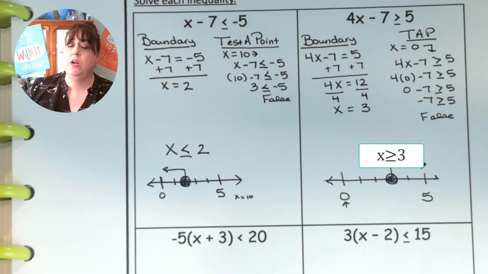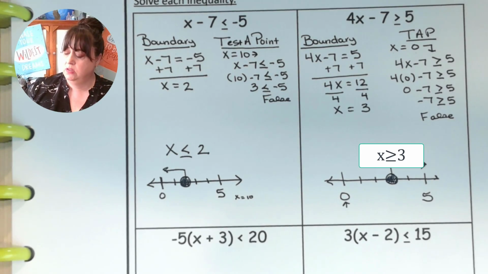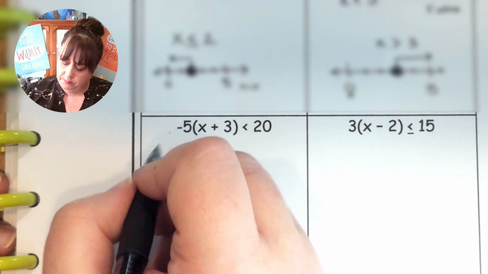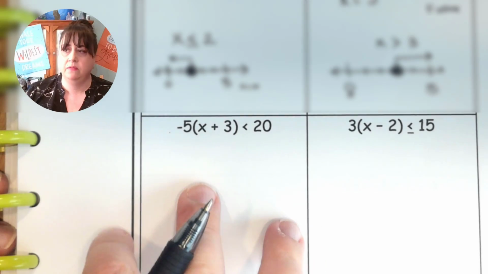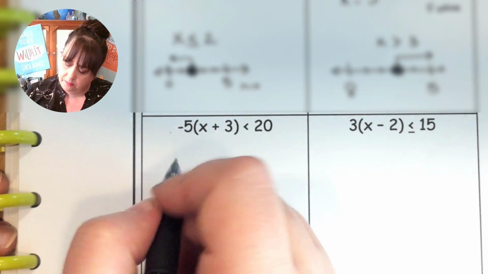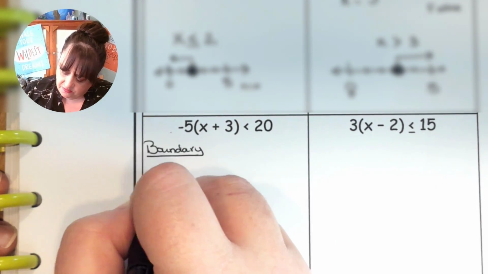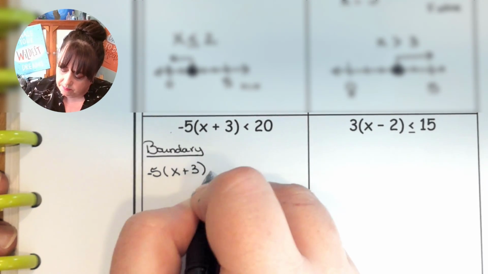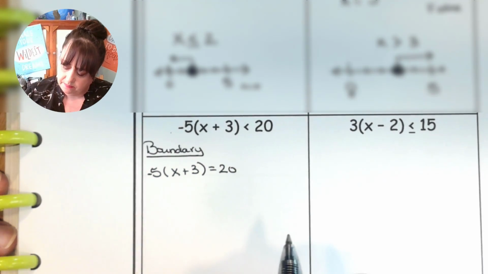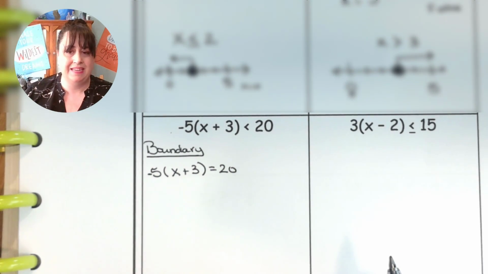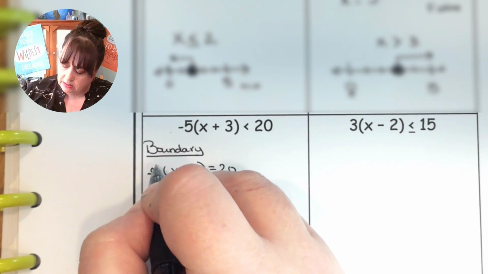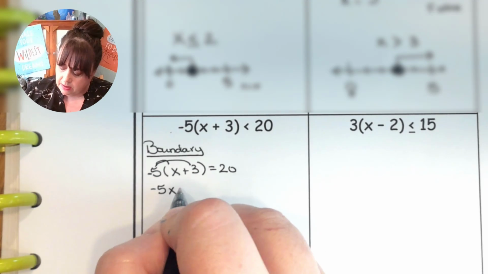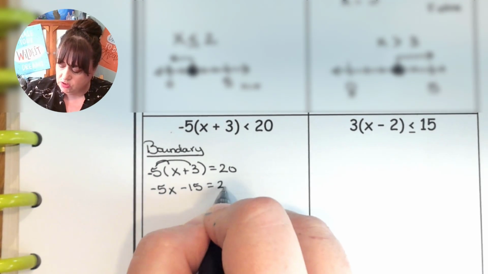We do need to be pretty proficient at solving equations to do these problems. All right, let's look at this next one. What's the first thing that we do? The first thing that we do is the boundary. So we change this to negative 5 times x plus 3 equals 20. There are different ways that we can deal with this. I've always been taught that you distribute it through. So negative 5x minus 15 is equal to 20.